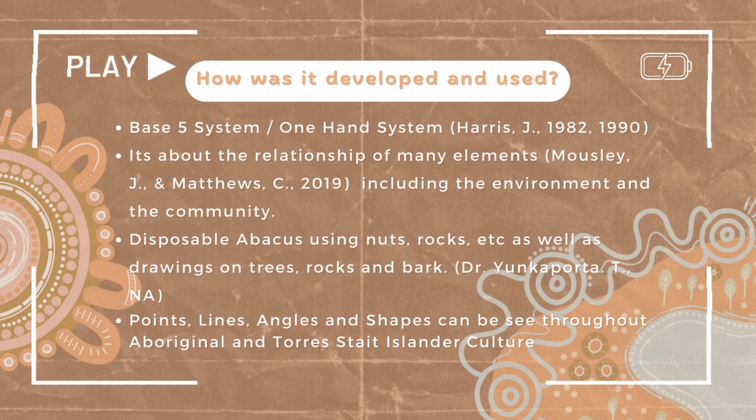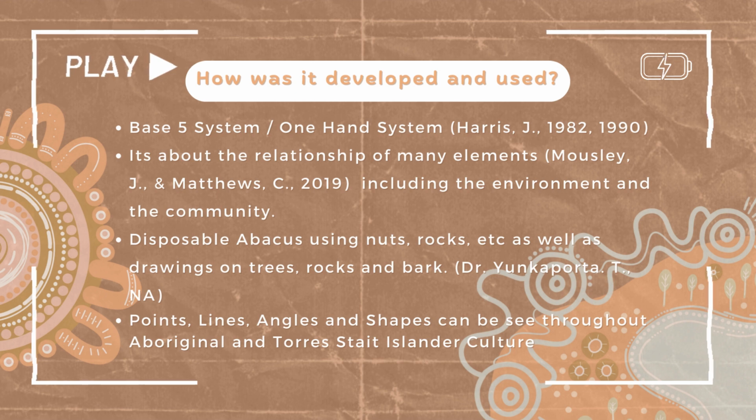For First Nations Australians and Torres Strait Islanders, maths was and is more about the relationship between elements, including the environment and the community, and how these work together than basic numbers. Some examples of ways they calculated and documented their mathematics include the use of a disposable abacus, using nuts and rocks as the little beads, as well as drawings and carvings on trees, rocks and bark.